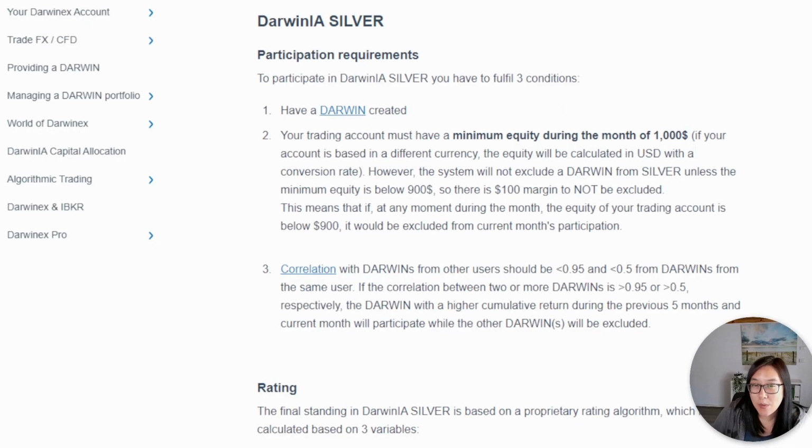I've got the Darwinex documentation right here for DarwinIA Silver, and this is the requirements to get allocation. If you look at point 3, it says that you should have a correlation score of less than 0.95 with other Darwins. And if you have multiple Darwins for the same username, yours need to be correlated under 0.5.